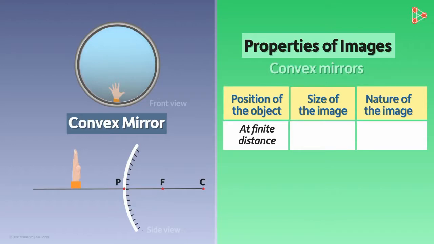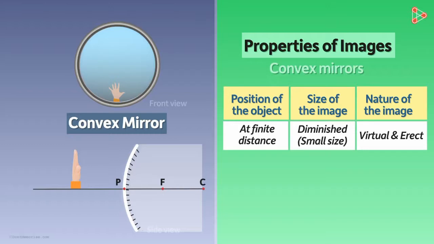First of all, we conclude that the image is smaller in size compared to the object. This is very clear. The image is diminished. The light rays seem to come from the point behind the mirror, but obviously we know that no image is formed there. So this is a virtual image. Also, it's an upright image. Remember that every virtual image is an upright image.